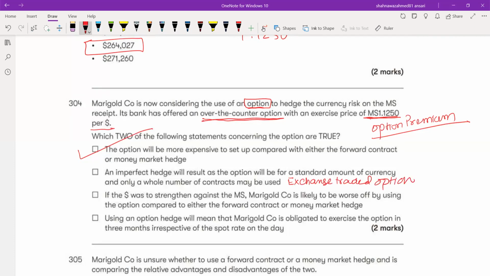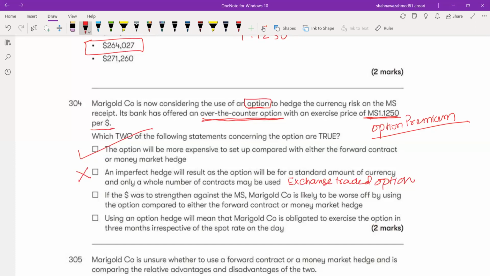This is not true with an over-the-counter option. If the dollar was to strengthen against the MS, Marigold Co is likely to be worse off by using the option compared to either the forward contract or money market hedging.